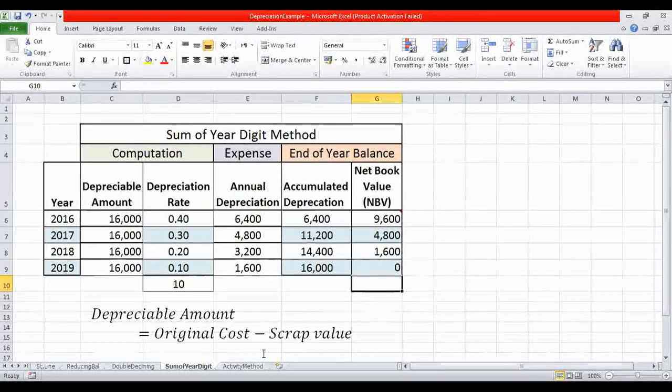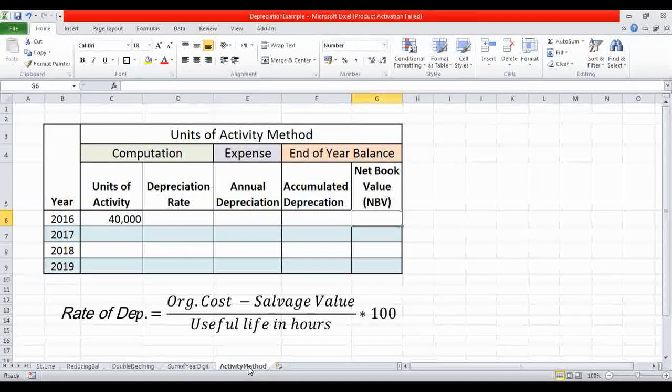The last method is the activity method. In the activity method, you can see the schedule is in front of you, totally the same schedule. Again, the difference is in the formula to calculate the depreciation rate. This is the formula to calculate the depreciation rate for the unit of activity method.